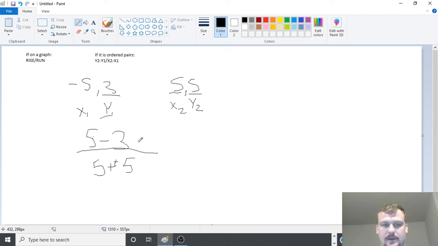I hope it does. So now we just do 5 minus 3, so that's 2. And then 5 plus 5 is 10, which obviously reduces to 1/5. So there's the first one.